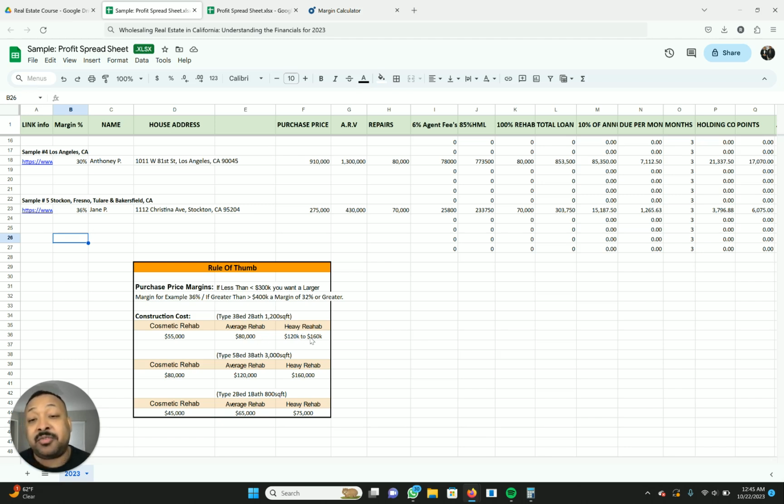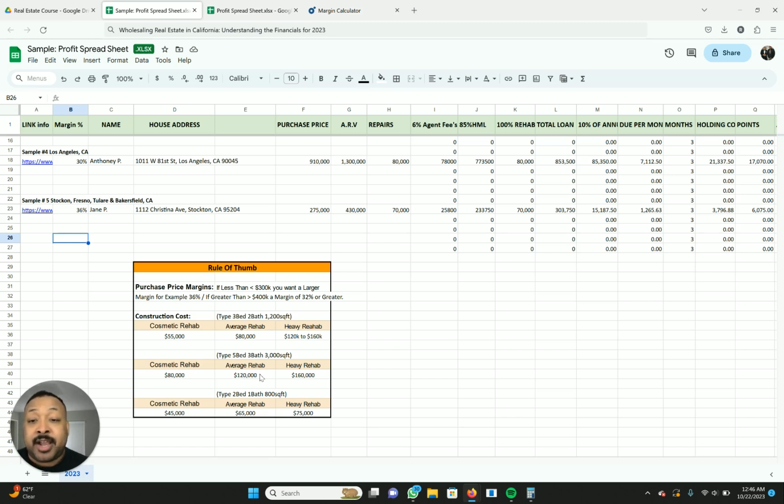For very big properties, usually homes up in the hillsides, like a 5-bed, 3-bath, 3,000 square feet, a cosmetic rehab is going to be around 80,000. The reason is because you have to cover more bedrooms, more bathrooms, more floor, more paint. There's just more, right? Average is 120. A heavy is going to be 160.